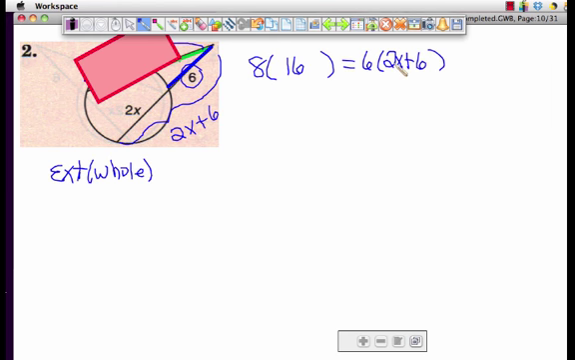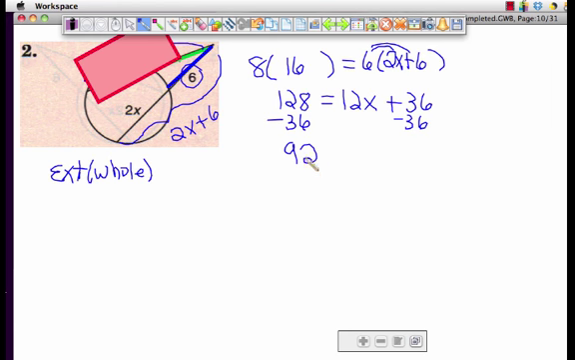All right, so all you have left is algebra. 8 times 16 comes to 128. That equals, distribute, 6 times 2 is 12x plus 6 times 6 is 36. When you subtract 36 from both sides, you get 92 equals 12x, and when you divide by 12, it's not going to be a whole number. It's going to be about 7.7.